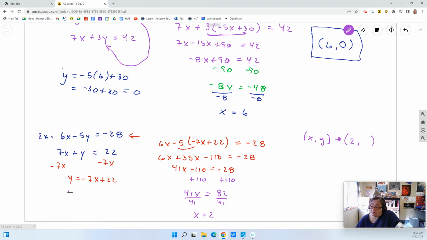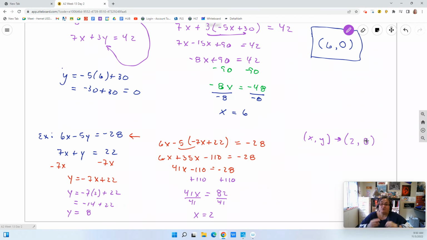So I'm going to start with this one. I'm going to go y equals negative 7 times x. Well, x is just 2, plus 22. And I'm going to get negative 14 plus 22, which is y equals 8. And so we know that our y value is 8.